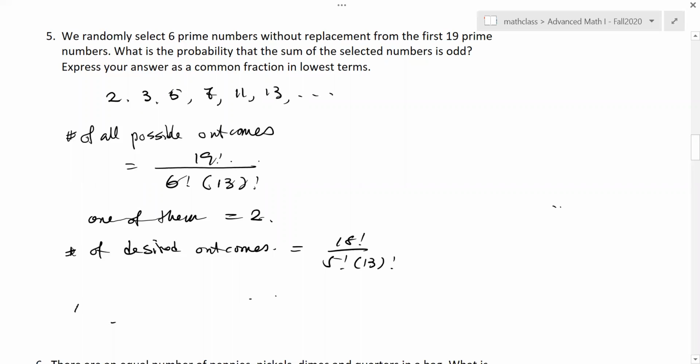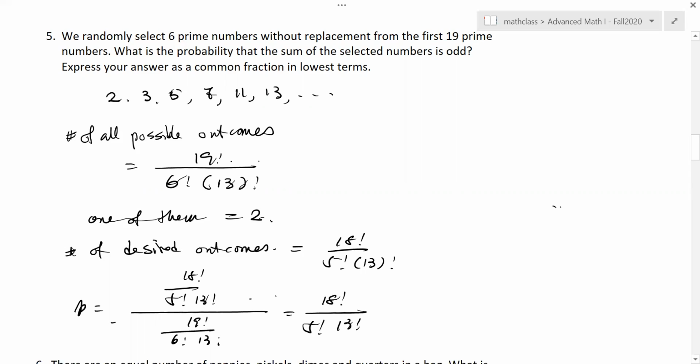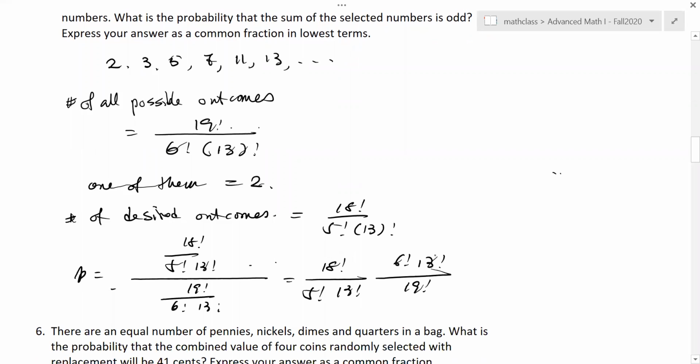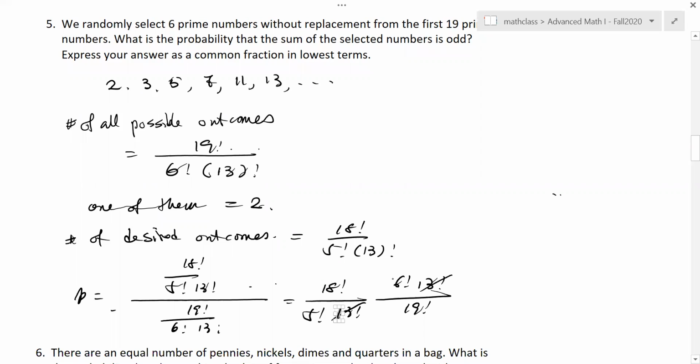And then the probability, let's simplify it. The denominator is 19 factorial over 6 factorial times 13 factorial. The numerator is 18 factorial over 5 factorial times 13 factorial. And I'm going to turn this upside down: 6 factorial 13 factorial over 19 factorial. So the 13 factorials cancel out, and the 6 is on the top. I have 6 over 5 factorial. That's just 6. 6 over 19 is going to be the answer. Who got 6 over 19? I did not see any.